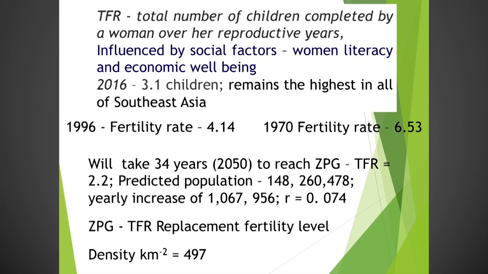TFR means the total number of children completed by a woman over her reproductive years. And the TFR, or total fertility rate, is highly influenced by social factors such as women's literacy and economic well-being. There's a study that educated women have fewer children than women with low educational attainment, and women that are gainfully employed, and therefore would have high economic well-being, would also tend to bear fewer children.